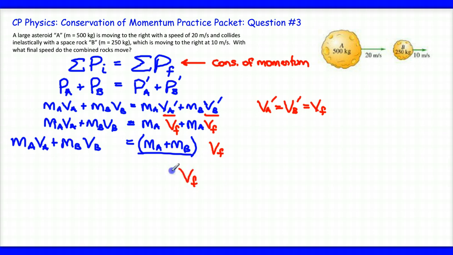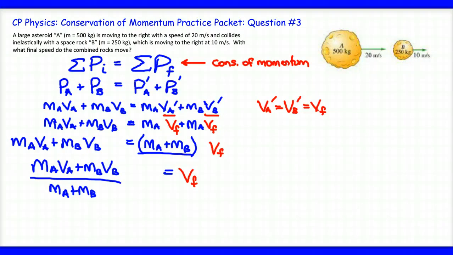VF is equal to everything over here, MAVA plus MBVB, all of this before the collision, divided by MA plus MB. Now that I have this, the last thing I have to do is plug some numbers in for each one of these terms.